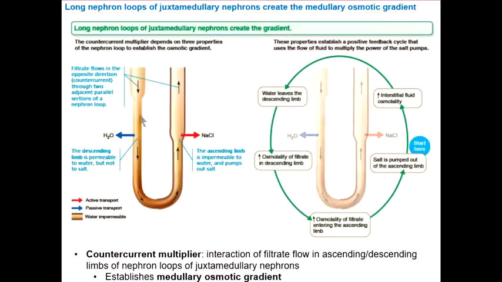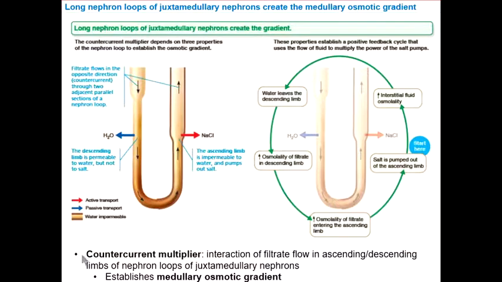This is where the long nephron loops come in. So remember these nephrons with the long loops that extend deep into the kidney's medulla, those were called juxtamedullary nephrons. And we said those are the nephrons that are important to concentrate our urine. So that's what we're talking about right now, the nephrons with the long nephron loop. So this is called the countercurrent multiplier.